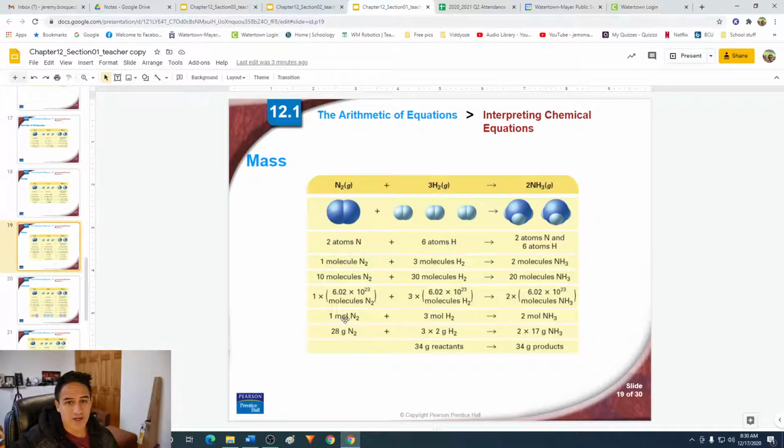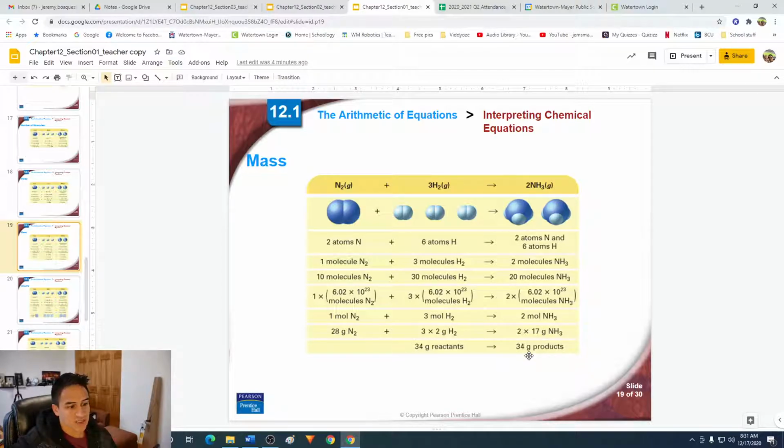The molar mass of N2 is 28 grams per mole. So if we have 1 mole of N2, that means that we would need 28 grams of N2 if we were to measure it for mass. And if we have 3 moles of H2, the molar mass of H2 is 2 grams per mole. So that would be 6 grams of H2. So 34 grams total of reactants. And if we're going to make 2 moles of NH3, the molar mass of NH3 is 17 grams per mole. So 2 moles times 17 gives us 34 grams of products.